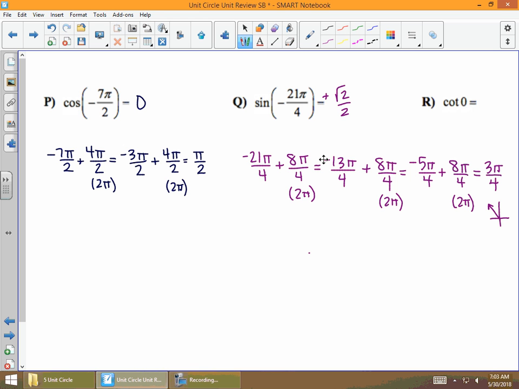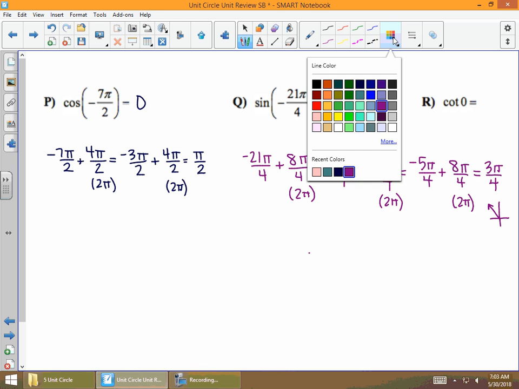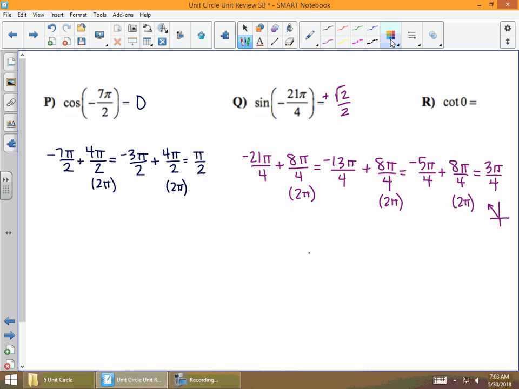We just did cosine. Our cotangent is 0. Again, I would just get into the habit of doing your ratio of cosine over sine. Cosine of 0 is 1. Sine of 0 is 0. So cotangent of 0 is undefined.